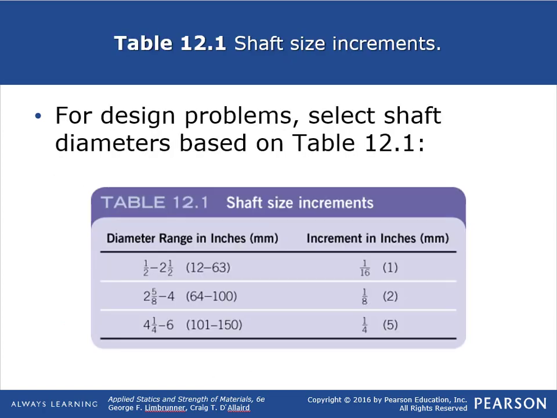Now again, we talked about this in the presentation. For design problems, we need to find a shaft size based on a certain parameter, either the allowable torque or the allowable twist, and then we calculate that, but our actual answer is going to be the next available shaft size. So we need to consult table 12.1 to find the next available shaft size.